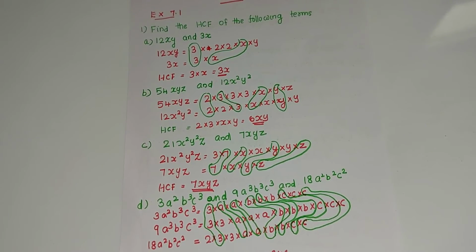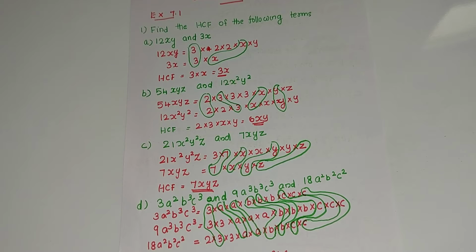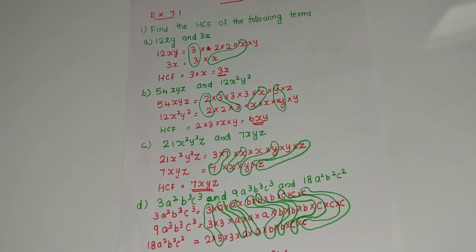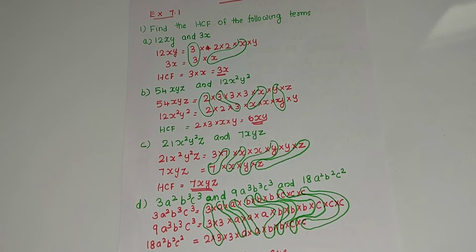Now next one, see, 21x square y square z and 7xyz. Here 21x square y square z we can write as 3 into 7 into x into y into z. And 7xyz we can write as 7 into x into y into z. So 7 and 7 is common, x and x is common, y and y is common, z and z is common. So you take one from each of these pairs. So taking the product, HCF equal to 7xyz.